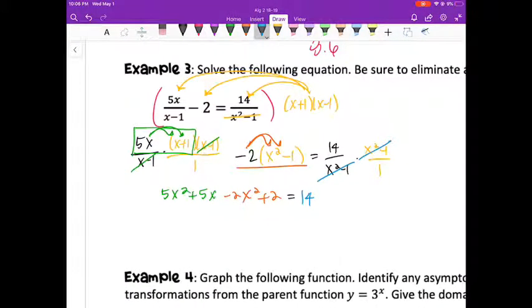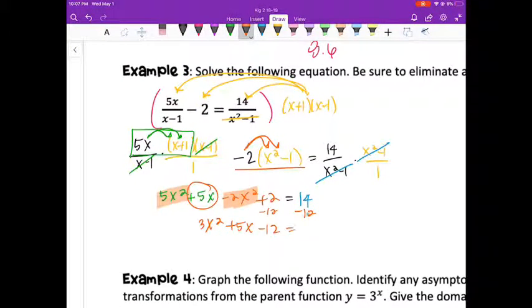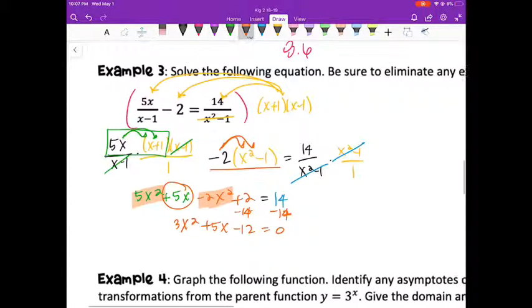From here, we are going to go ahead and solve our quadratic equation, which we typically want to try to get 0 on one side. So we've got 5x squared minus 2x squared. We've got a 3x squared, and then plus 5x, and then we'll go ahead and subtract that 14 from both sides, so we get a negative 12. Equals 0. And then we'll see if this guy can factor.